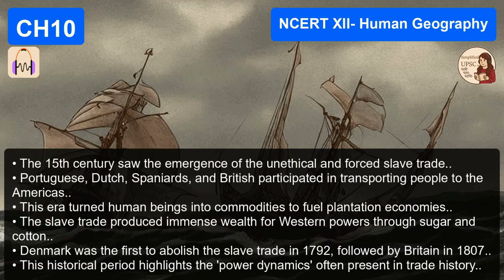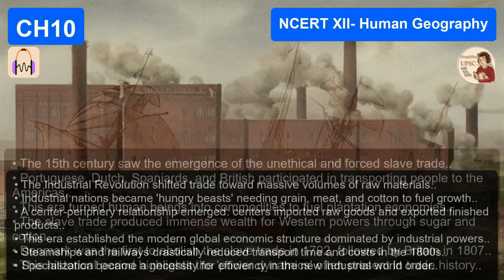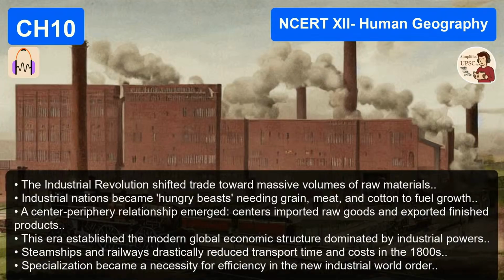It fundamentally shaped the modern world economy. And following that era, we hit the Industrial Revolution. This seems to be the moment where the entire logic of trade flips on its head. It changed the composition entirely. Before this, you traded luxury goods.